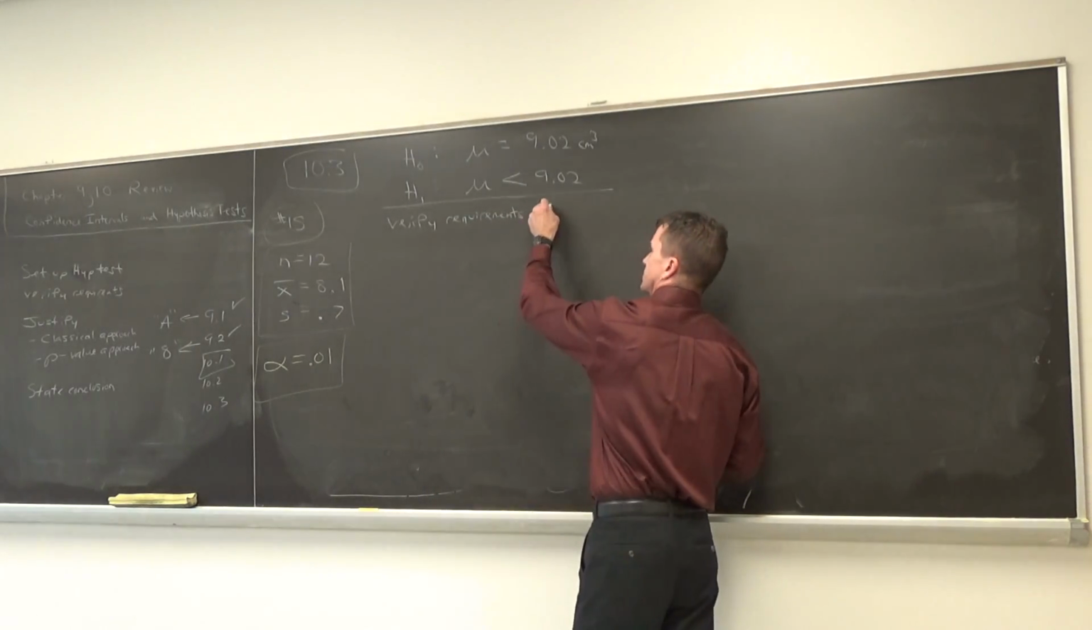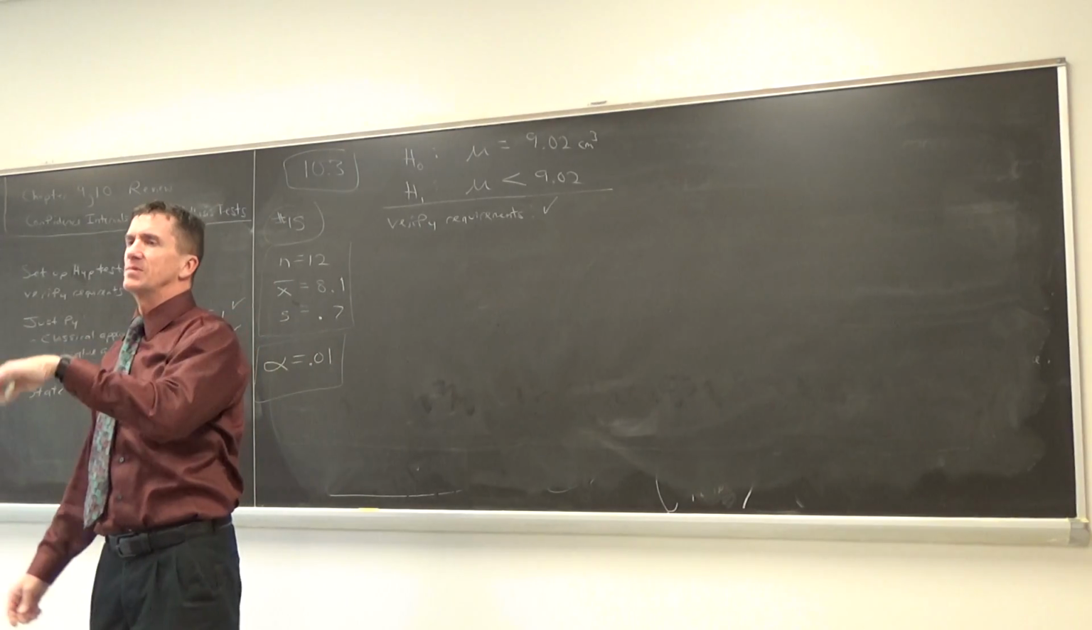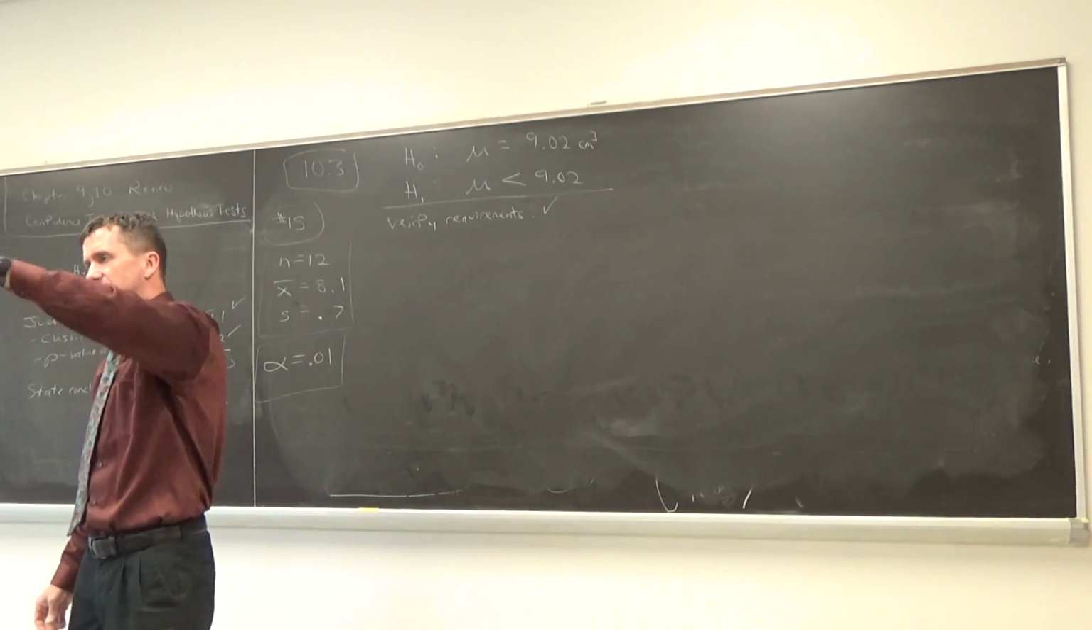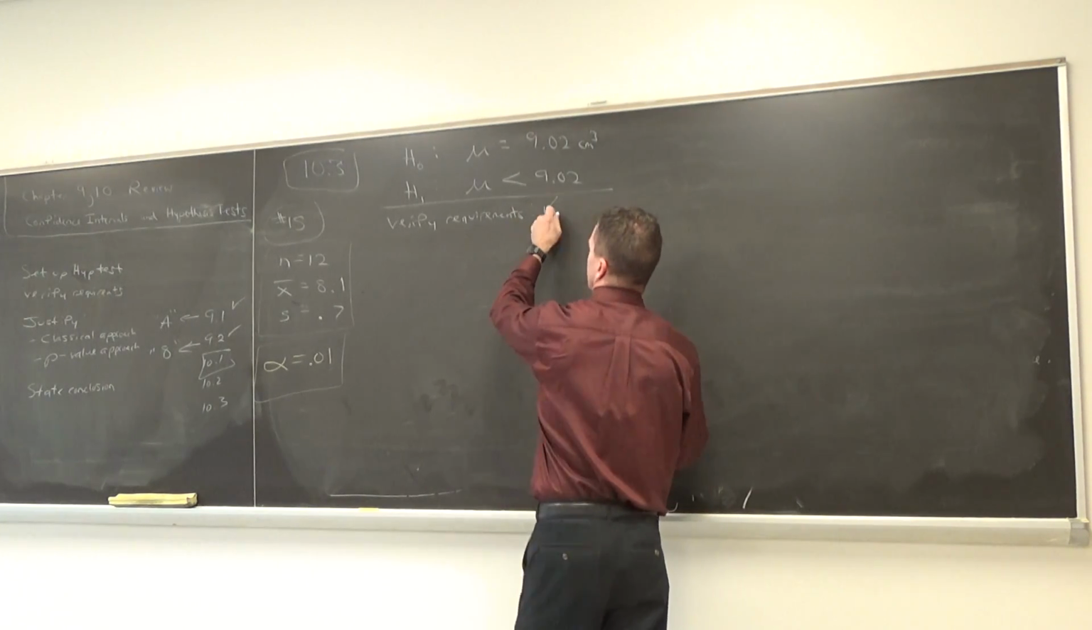Yeah, so we can check this all. It was only 12. But remember what they said? The sample data came from something that's already approximately normal, so we're good. It was a random sample, so we're good there.